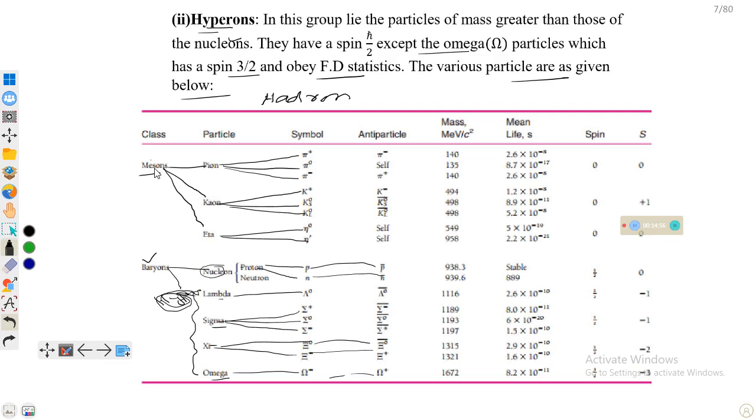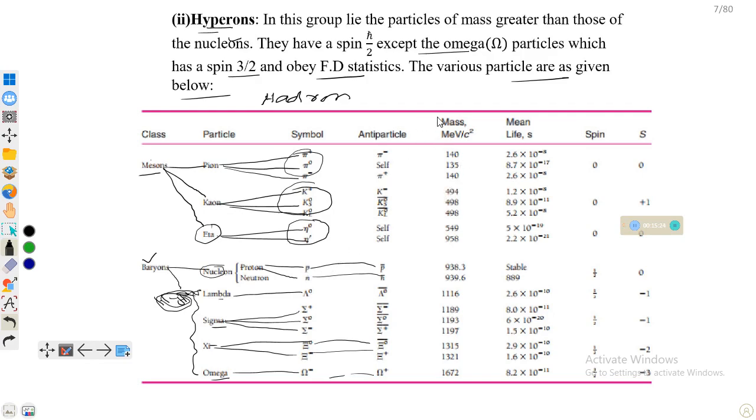And similarly, meson is divided into three categories: pion, kaon and eta particle. Pion can exist in three different charge states, and kaon can also exist in three different charge states. Similarly, the eta particle can exist in one neutral state. It is the antiparticle of itself, unlike the neutron and its antineutron. So some particles are antiparticles of themselves.